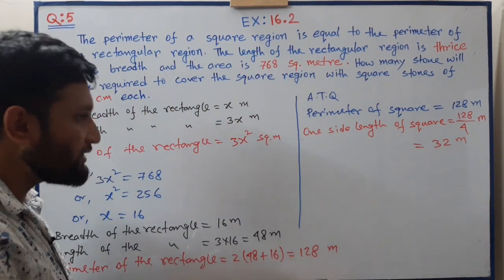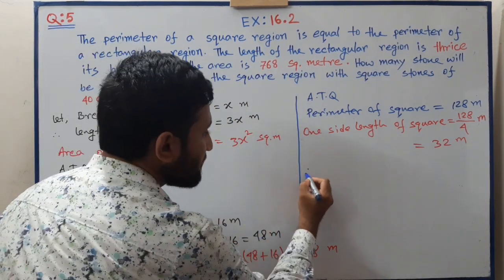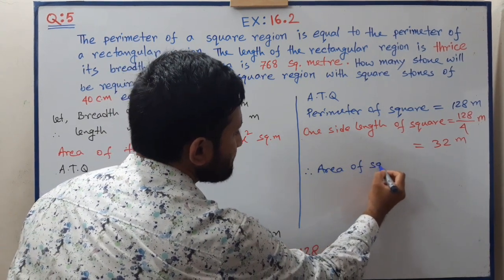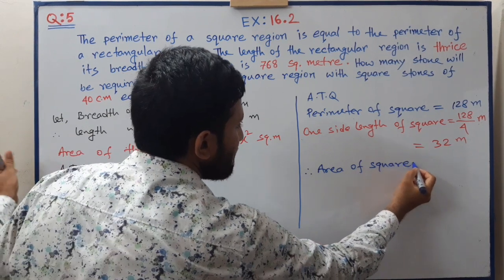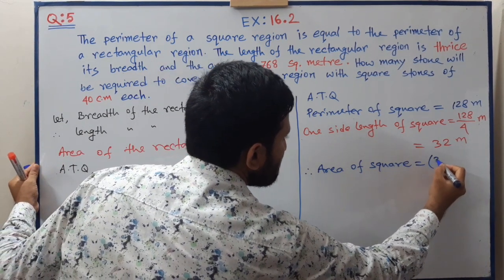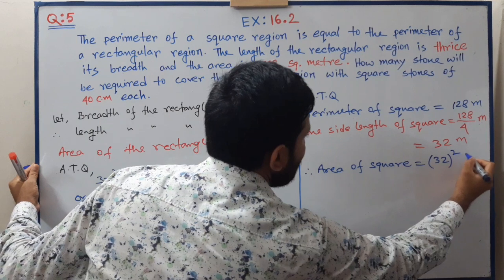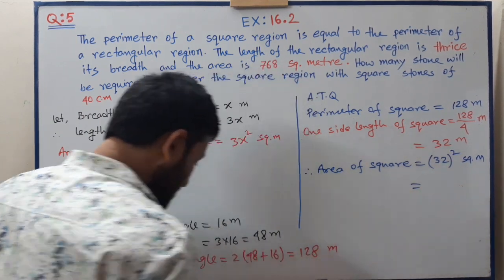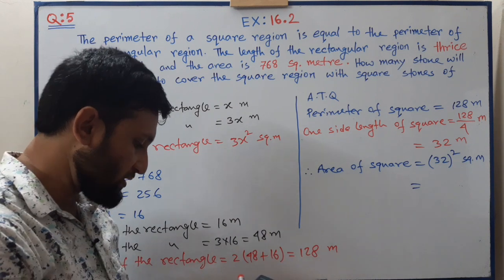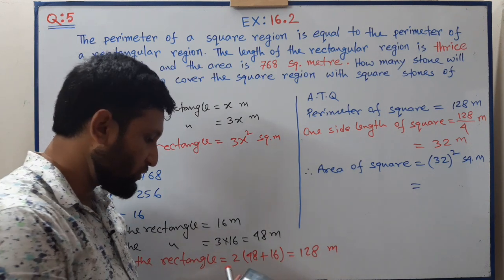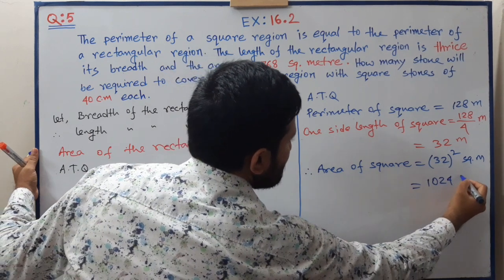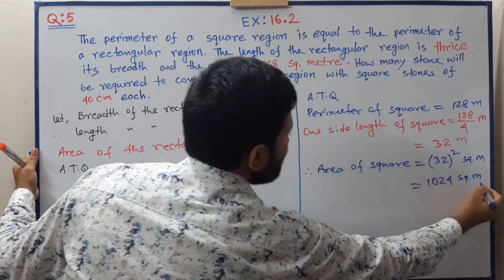So we can easily identify the area of the square. So we can say the area of the square is equal to 32 square meter. So 32 square, by using the calculator, that means 1024 square meter. This is the area of the square.